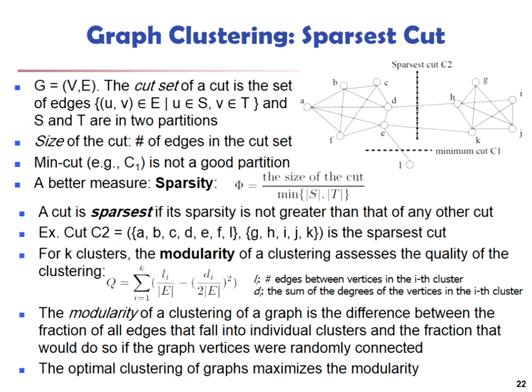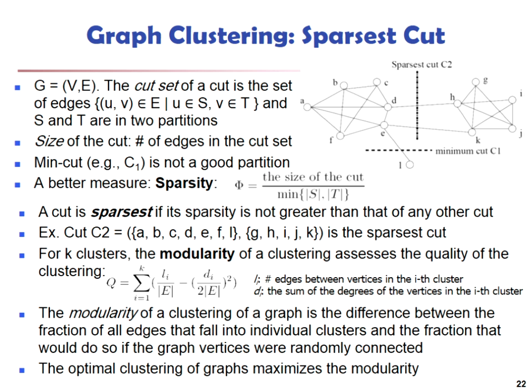So in our example, a cut is sparsest if its sparsity is not greater than that of any other cut. The cut C2, with the first part being A, B, C, D, E, F, L, and the second one being J, H, I, G, K, is the sparsest cut.